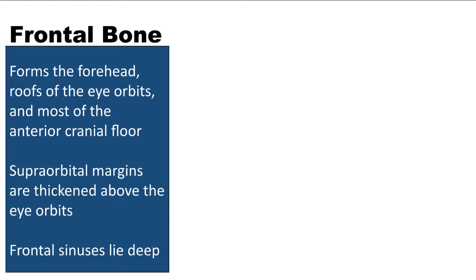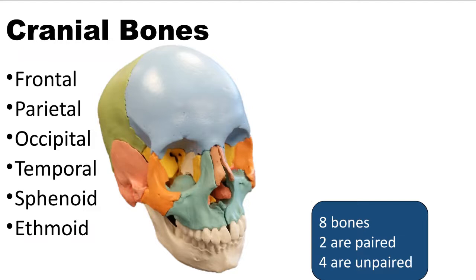The frontal bone forms the forehead, roof of the eye orbit, and most of the anterior cranial floor. The supraorbital margins are thickened above the eye orbit. The frontal sinuses are deep to the frontal bone. This is the frontal bone. These are the superior supraorbital margins.